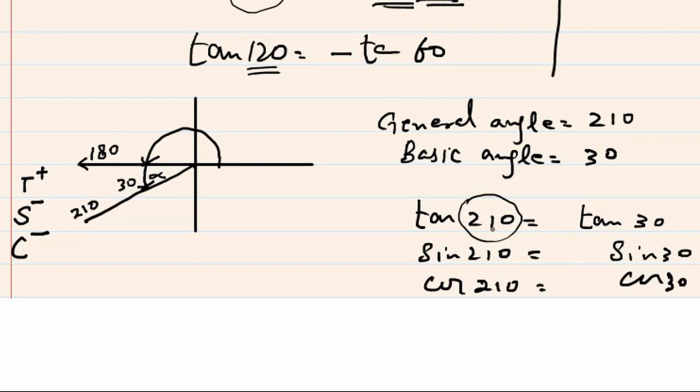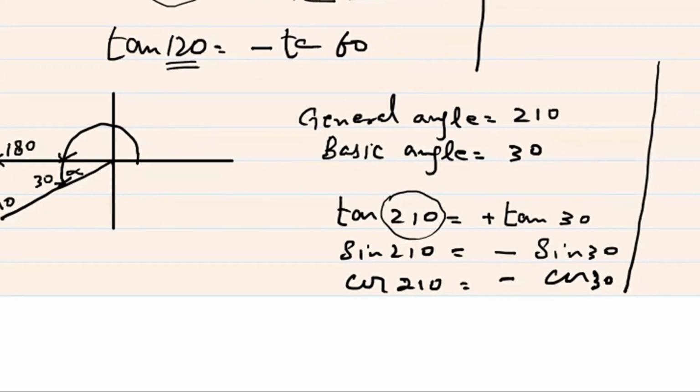Now we'll think about the sign, positive or negative. In the third quadrant, tan is positive. Then we'll put a plus sign with tan of 30. In the second quadrant, sine is positive, so in the third quadrant sine is with a minus sign. Then we put a negative sign with sine 30 and a negative sign with cos 30.